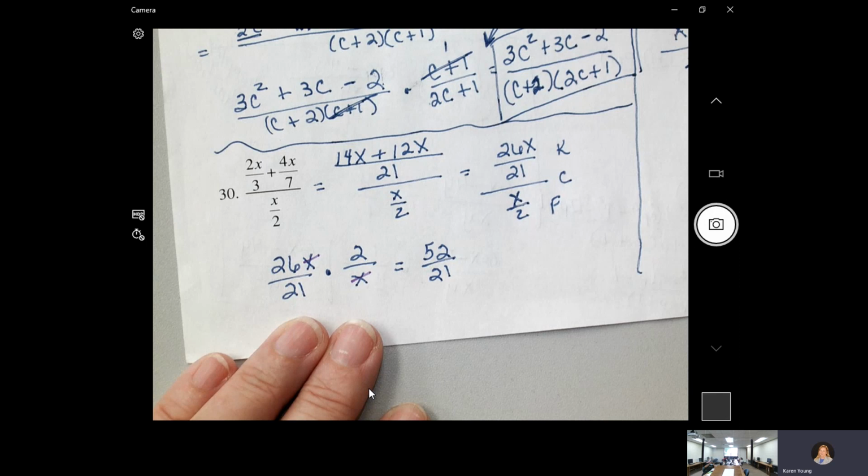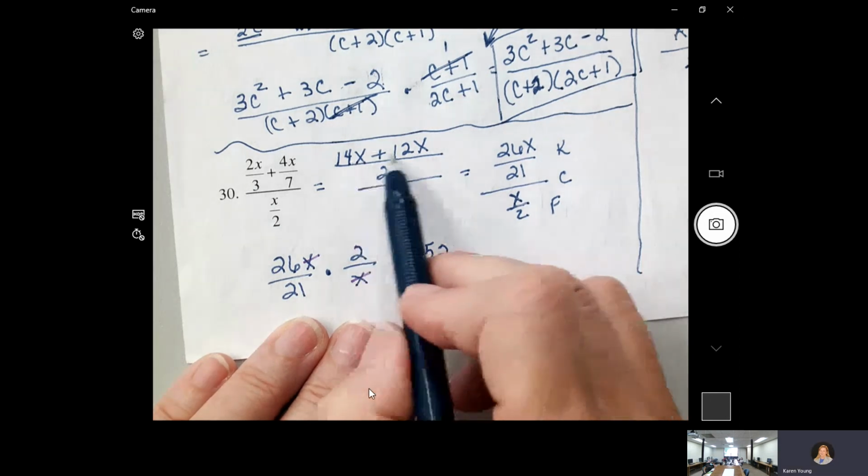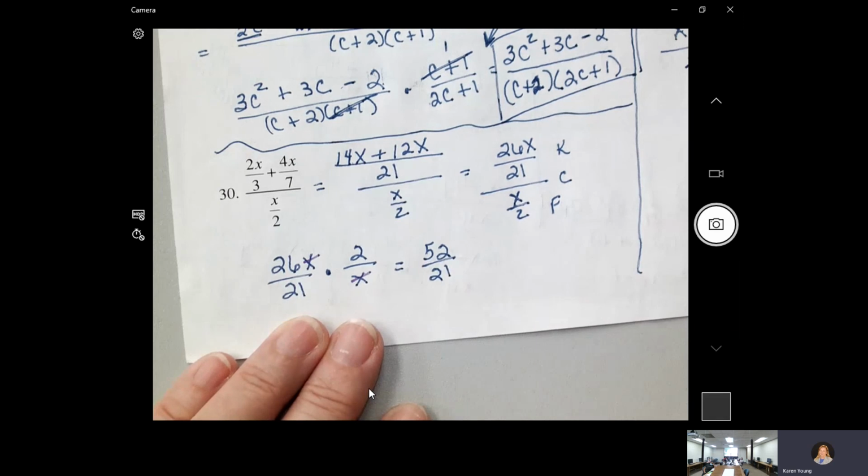Did I do something wrong? I lost my variable. No, that's how it came out. Okay, where'd you get 26? Oh, 14 plus 12. I wrote out 14 and 12 originally, and that divides down more to 2. All good? Yeah, it comes out to 2.